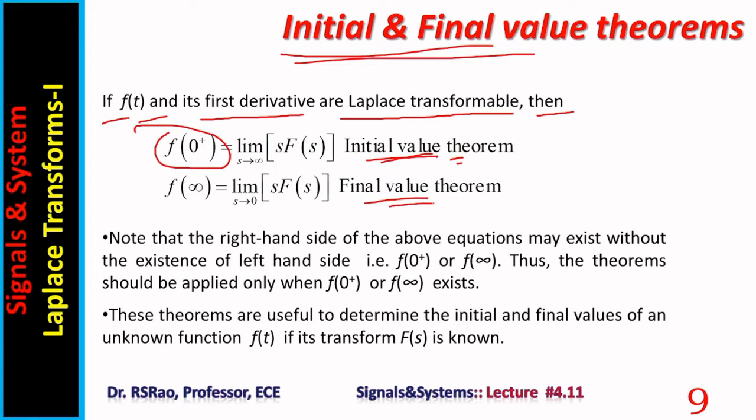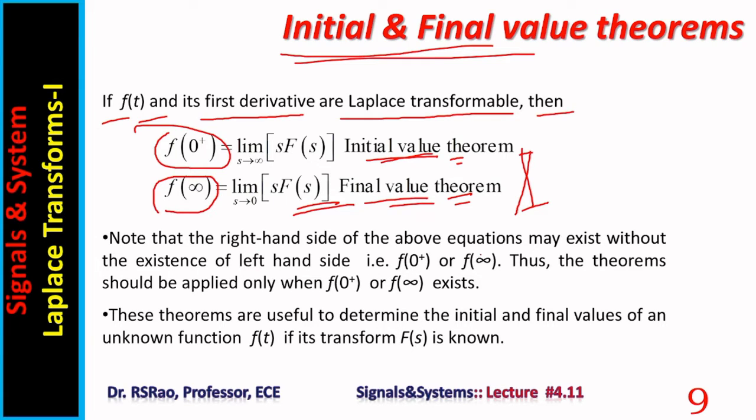The second one is called final value theorem. The reason is it gives the ultimate or final value of the signal, f infinity. According to the final value theorem, f infinity, or f as t tends to infinity, is limit s tends to 0 s F(s). These two are, as already mentioned, highly useful, widely used.